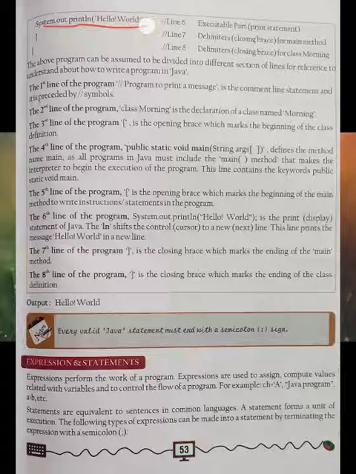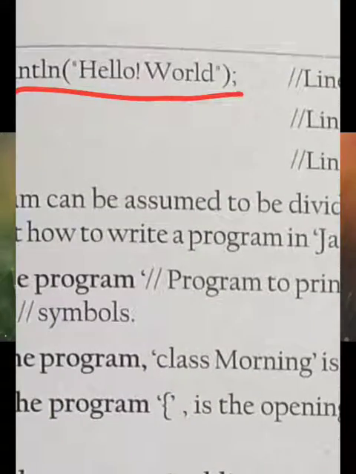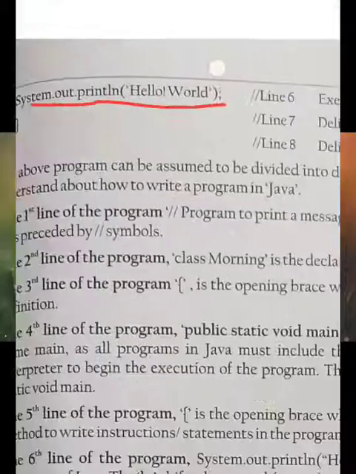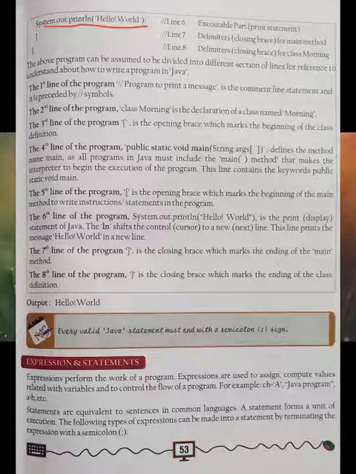System.out.println Hello World. Here System.out.println is the output statement, and Hello World is written within brackets, enclosed within inverted commas, followed by a semicolon. The semicolon is used to terminate a valid Java statement, and this will print Hello World on the output screen. Now the braces are closed.